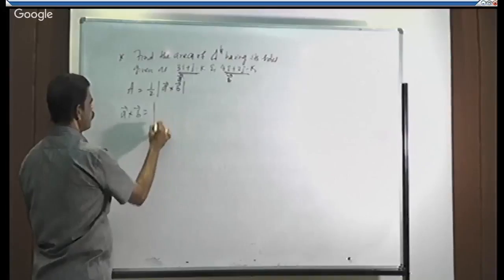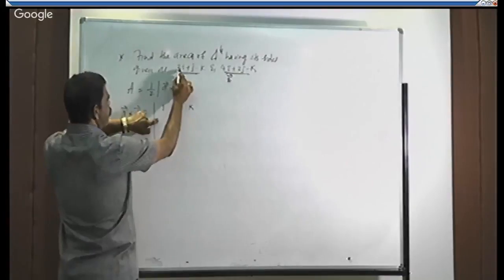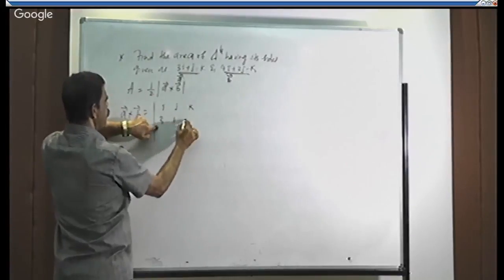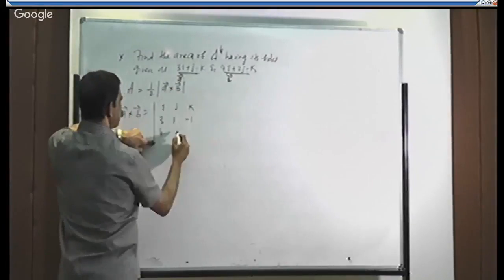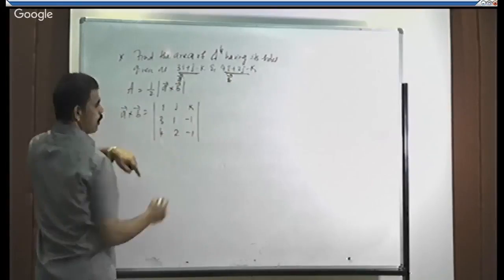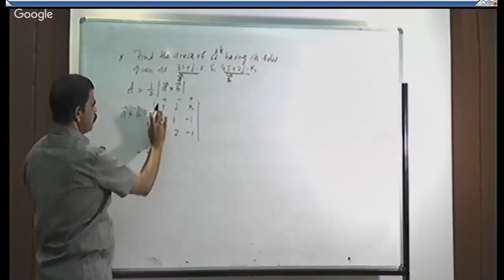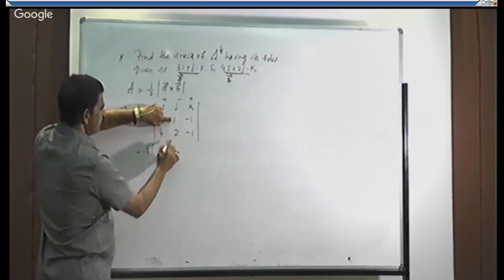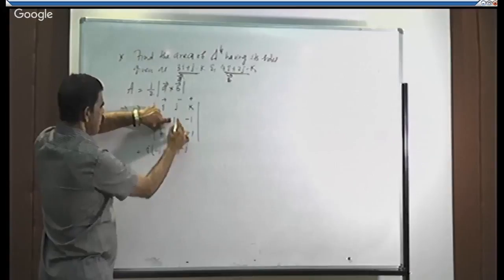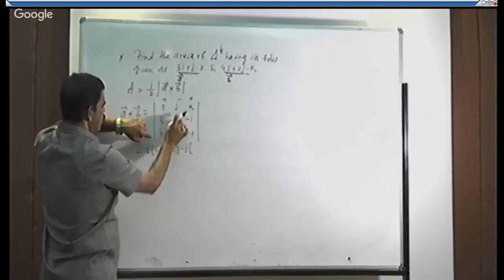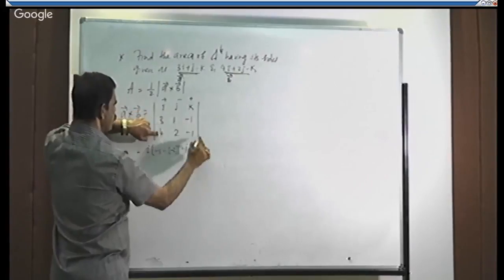That is i, j, k. A vector constants are what? 3, 1, minus 1. B vector constants are what? 4, 2, minus 1. Expand it. That is equal to the expansion of the determinant. i into, leave this column and row, 1 into minus 1, minus 1, minus 2 into minus 1, minus 2. Minus j into, leave this column and row, 3 into minus 1, minus 3, minus 4 into minus 1 is minus 4.